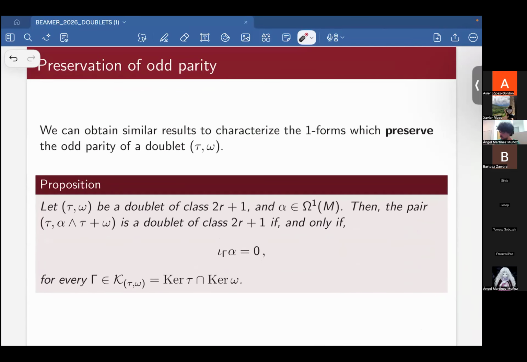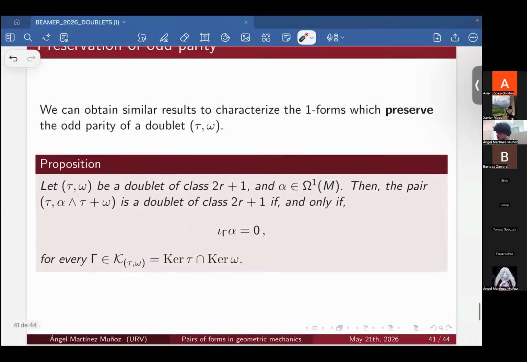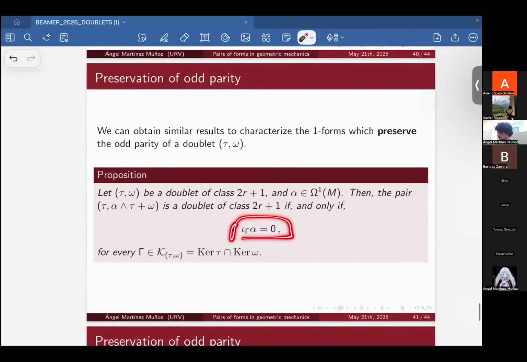And then the other result: we've seen how to go from even to odd, and now we'll see how to stay odd. So if you have an odd doublet, what transformation can you do that lets you stay odd, right? So here, as I say, preserve the odd parity. And if you want that, then your one form must satisfy this condition here. So the contraction by anything that is in the characteristic distribution should be 0, right?